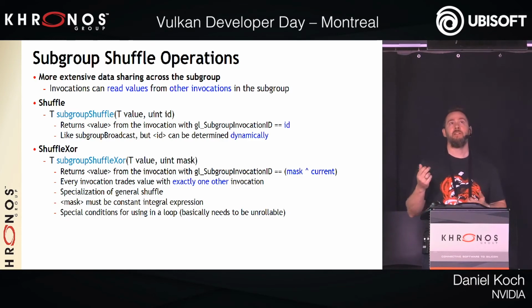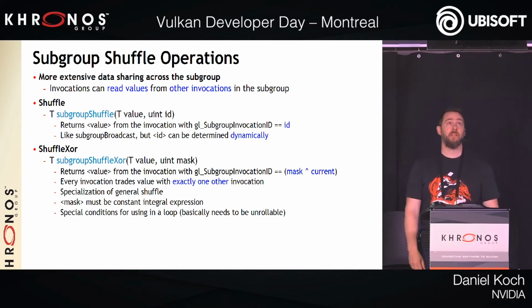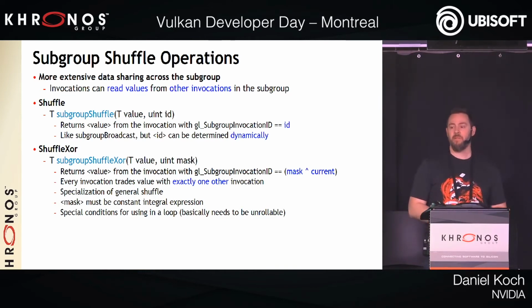So basically, you can have any thread reading from any other thread in the subgroup, based on passing in the ID, whatever the value is. They don't have to write the values out, so you can completely swap data around between invocations without having to go through shared memory.